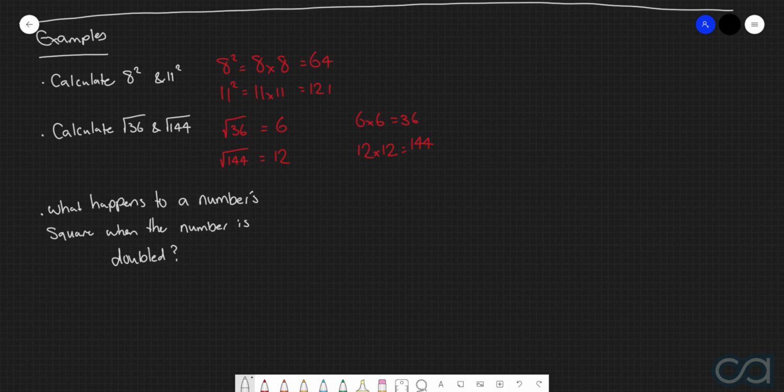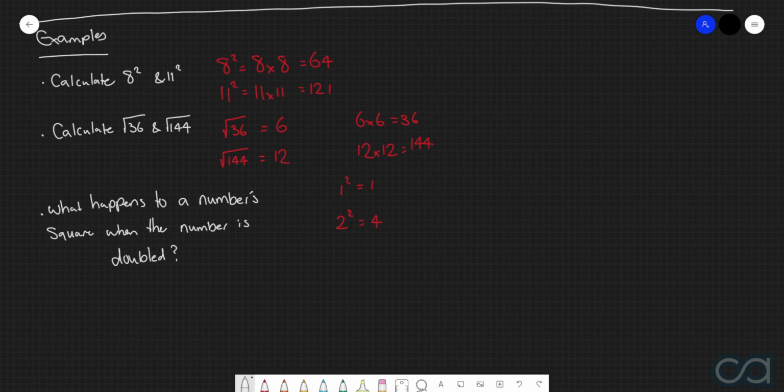Bit of an interesting one in this case. Now, before we get into the algebraic means behind it, let's just do a few test examples and see what happens. So the numbers I'm going to start off with are 1 and 2, because of course 2 is double 1. And what we're going to do is calculate the square of both of these. 1 squared is equal to 1, 2 squared is equal to 4.